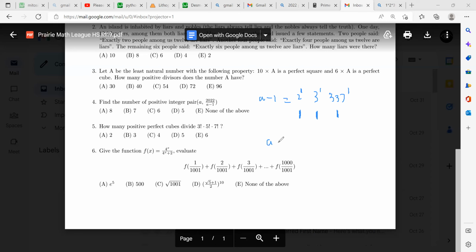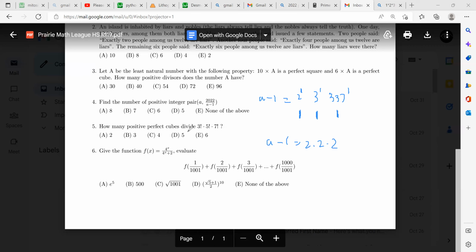So a minus 1 has to choose between having 2 to the power of 0, or having 2 to the power of 1, because you're either choosing to be divisible by 2 or divisible by 2 to the 0 power, which is 1. So there are 2 choices here, 2 directions that a minus 1 can go. The same applies to 3 and 337. So there are 2 times 2 times 2 ways.